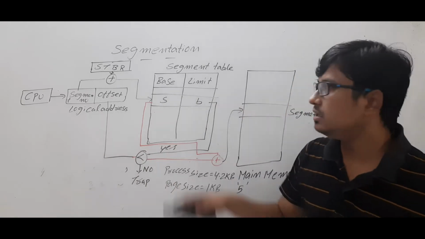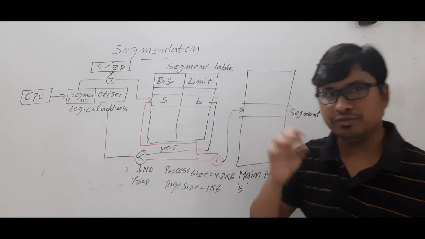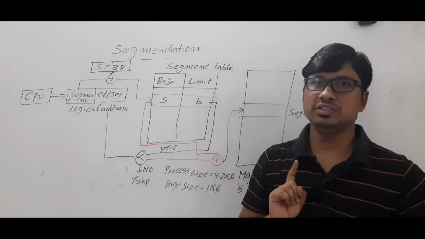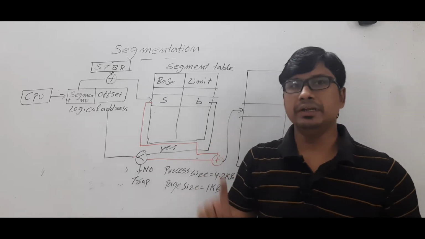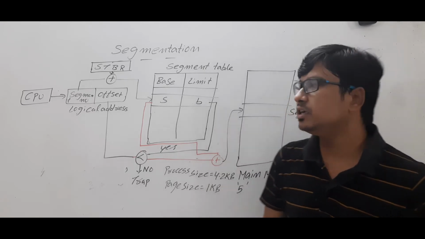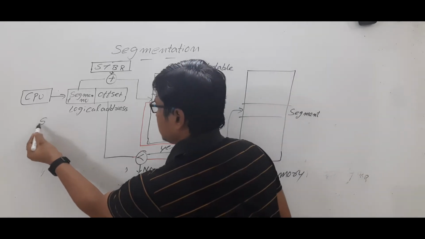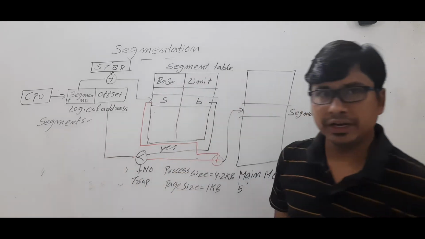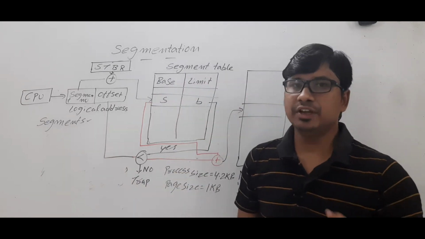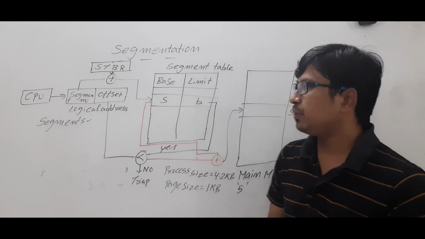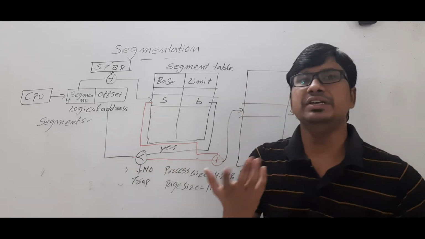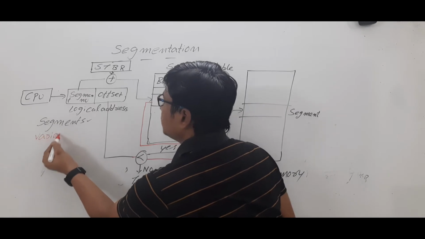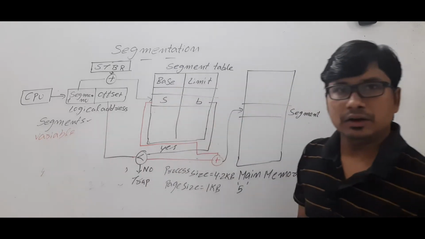In paging, the main memory is divided into frames and the process is divided into pages. But when it comes to segmentation, the main memory and secondary memory are divided into segments. Remember one important point: the page size and frame size are fixed, but the size of each segment is variable. So I can say that it is variable partition. Are you able to understand?